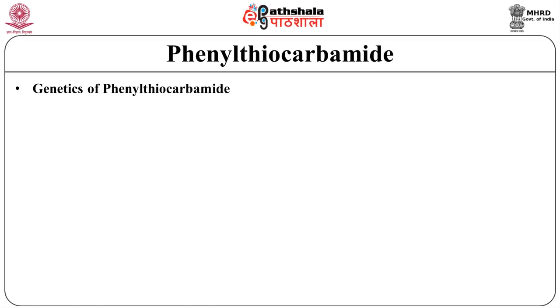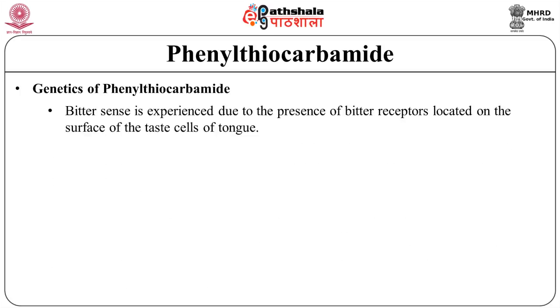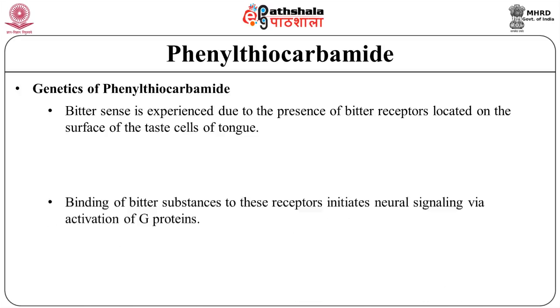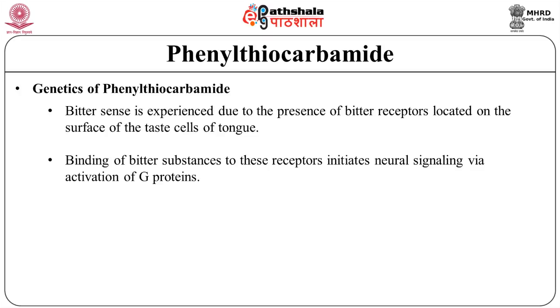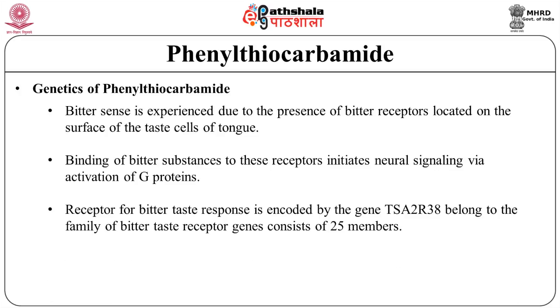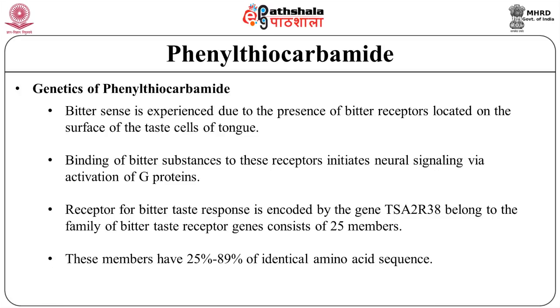The genetics of phenylthiocarbamide is pretty simple. The bitter sense is experienced due to the presence of bitter receptors located on the surface of the tasting cells of the tongue. Binding of bitter substances to these receptors initiates neural signaling while activating G proteins. The receptor for bitter taste response is encoded by the gene TAS2R38, belonging to the family of bitter taste receptor genes consisting of 25 members. These members have 25 to 89% identical amino acid sequence.